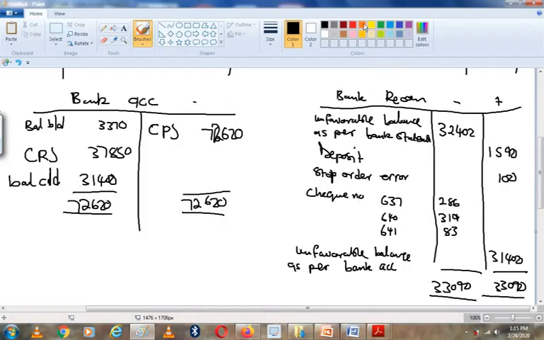Right. Now, if this amount is the same as what you got here, then it shows that your statement is correct. And as you can see, ours is balancing. Therefore, we did everything correctly. We did put all the transactions on the right side.